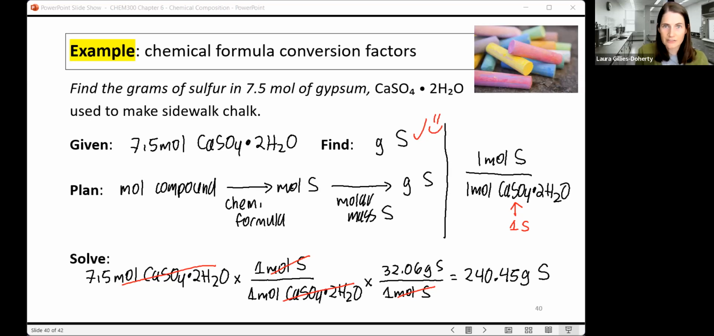We've got to check for sig figs here. So we have 2 sig figs in our starting value. We have infinite sig figs in this chemical formula conversion, and we have 4 sig figs in our molar mass. So we're going to be limited to 2 sig figs at the end. So I'm going to call that 2.4 times 10 to the 2 grams of sulfur.